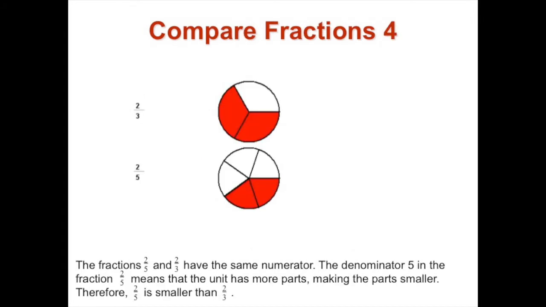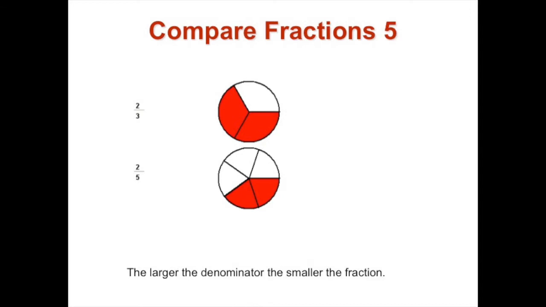Compare fractions 4. The fractions 2/5 and 2/3 have the same numerator. The denominator 5 in the fraction 2/5 means that the unit has more parts, making the parts smaller. Therefore, 2/5 is smaller than 2/3. Compare fractions 5. The larger the denominator, the smaller the fraction.